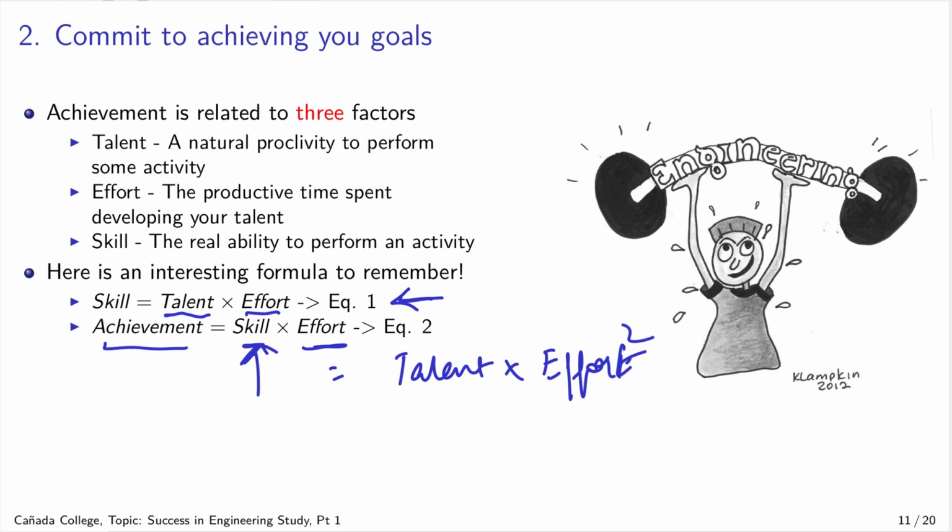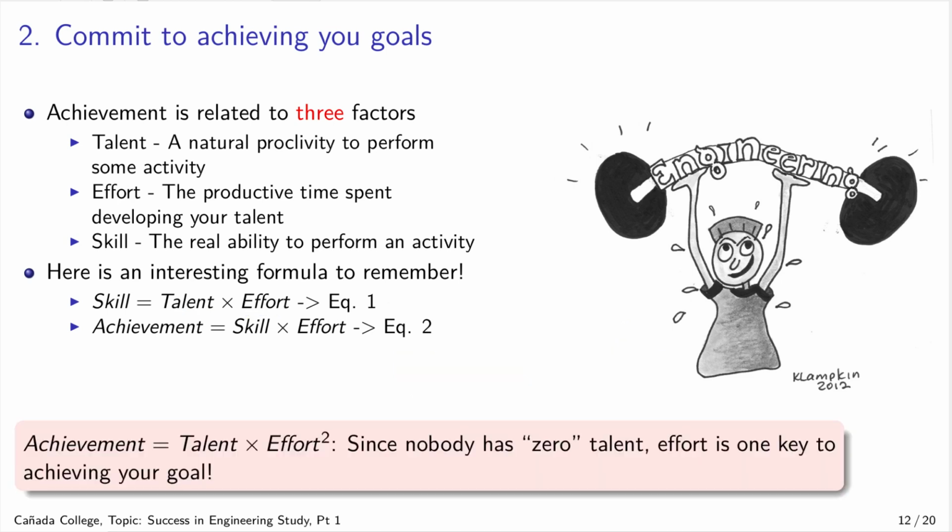So you see that achieving something is going to require effort and talent. The good news is this: everybody has talent, okay? So don't believe anything otherwise. Everybody has talent. It's really effort that makes the difference, okay? So think about this. If you want to achieve something, you take your talent, which is never zero, and put in as much effort as you can, and that's when you will achieve your goal.